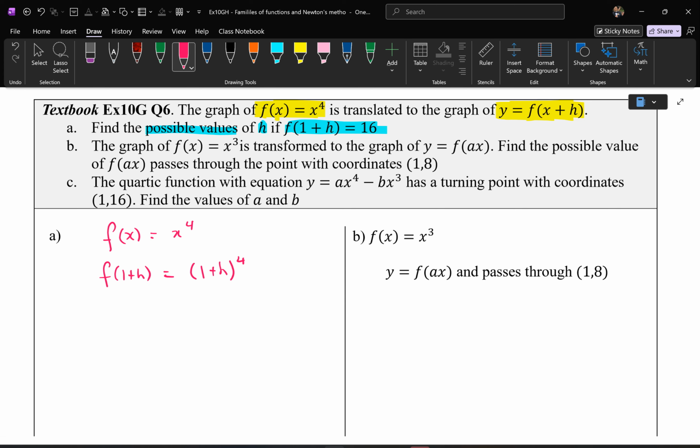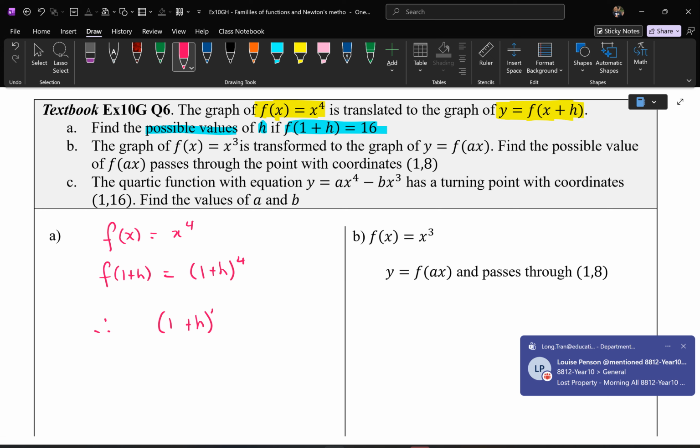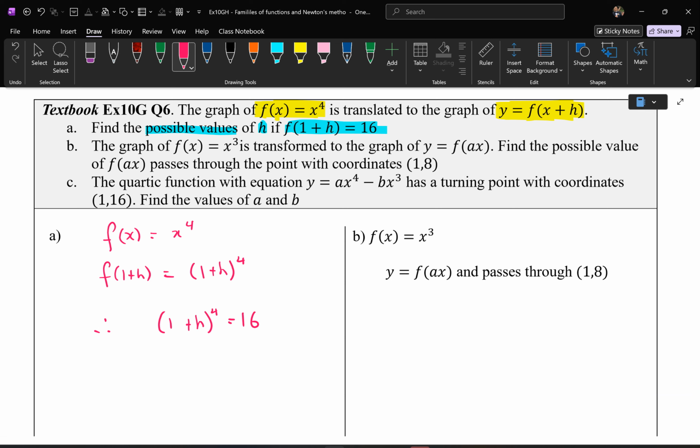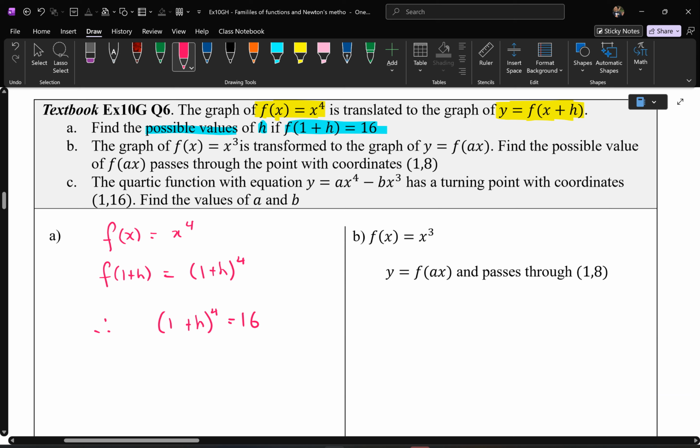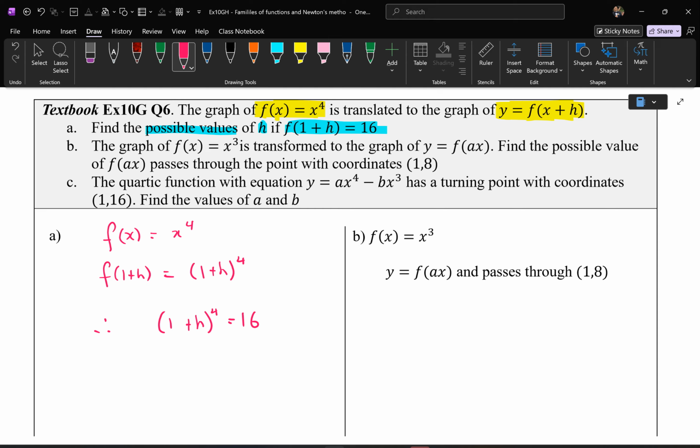Then they say f of 1 plus h equals 16. So therefore, you've got an equation: 1 plus h to the power of 4 must equal 16. Now we can solve for h. Sounded scary, but it wasn't. How do you solve for h now? What's the next step? How do I get rid of that power of 4?